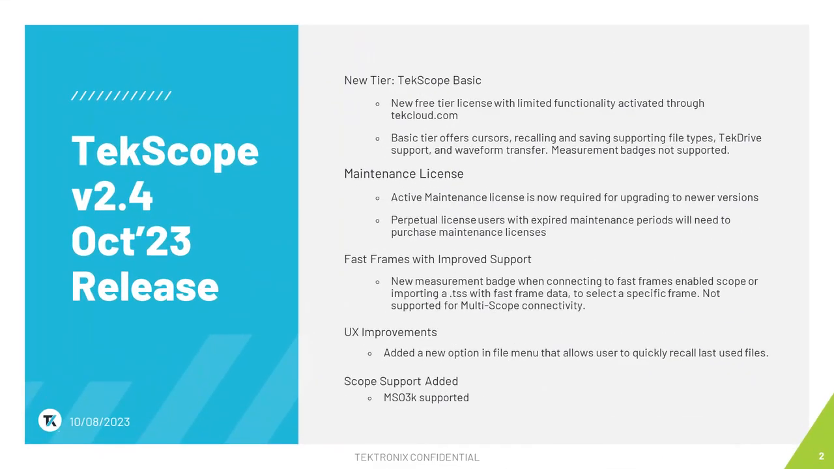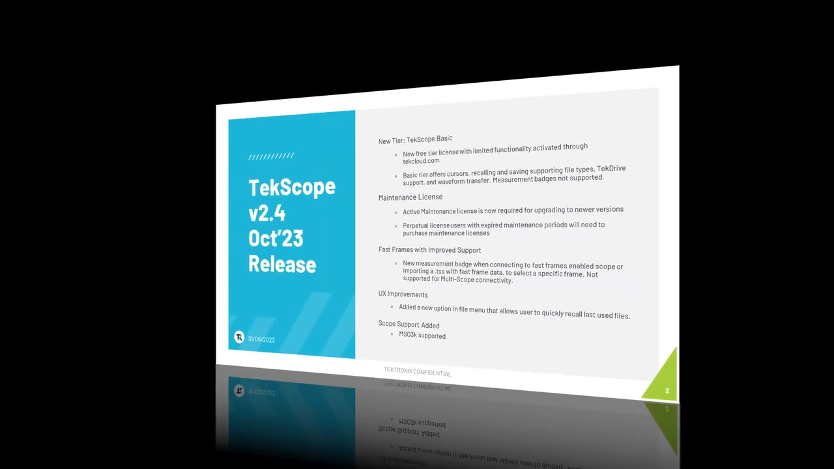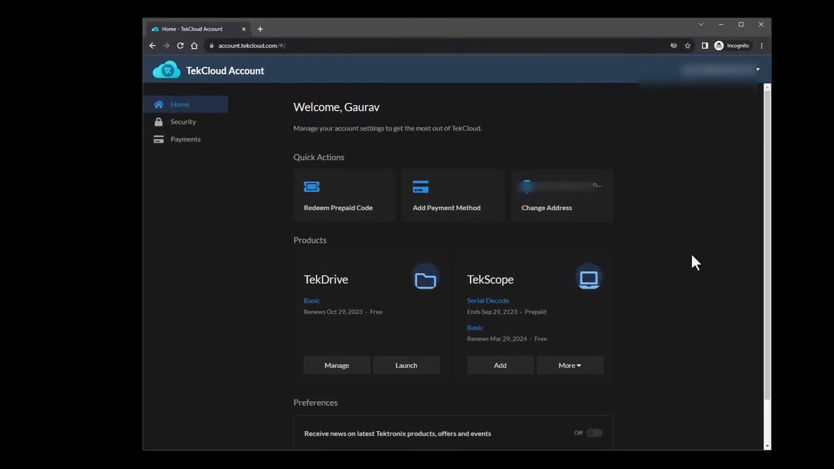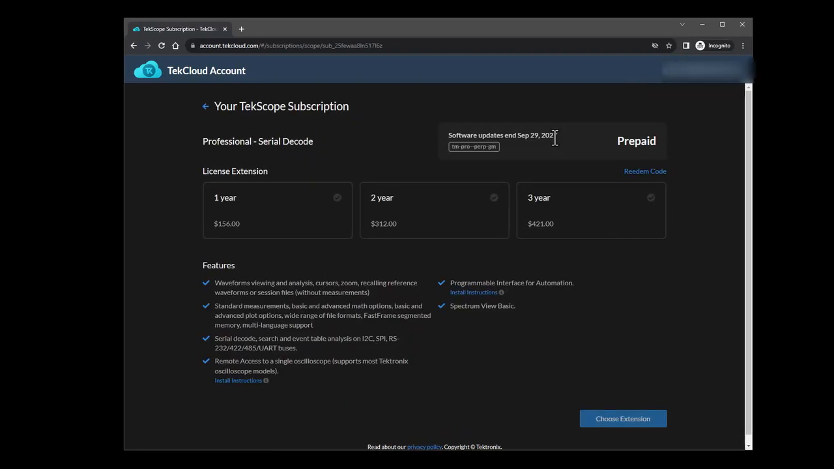The next update only applies to you if you have a TekScope perpetual license. Starting with this release, your license should have an active maintenance period to upgrade. To know your current license maintenance expiration date, go to your account page in TechCloud, then select your license. The next page will tell you how long you have until your maintenance period expires. You can use TechCloud or Tek.com to buy maintenance extensions. Maintenance is a great way to get all the new features, bug fixes, and performance improvements that a new version brings without having to pay the full price of buying a new license.